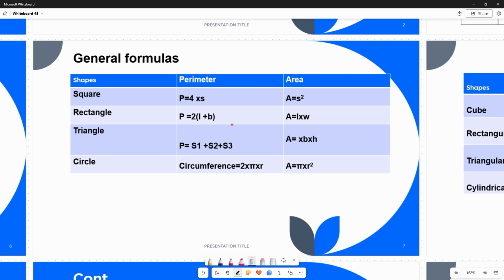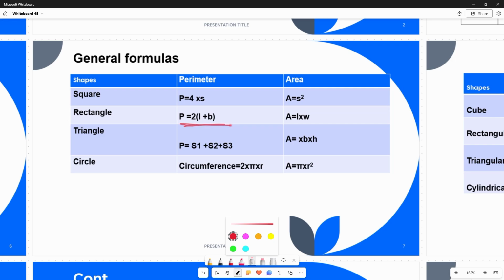So the emphasis I am putting is, when we're calculating the perimeter of a rectangle, add the longer side plus the shorter side. After that, you multiply by 2. Add the longer side plus the shorter side and multiply by 2. This is what is shown here.